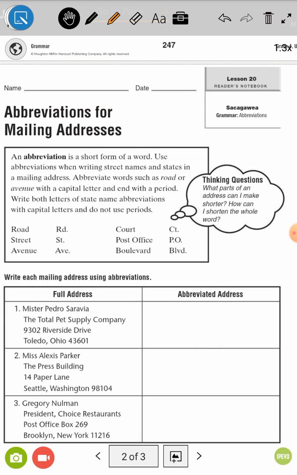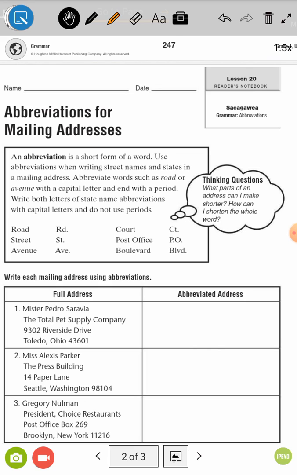We have some examples here. Road, the short form in abbreviation we write as capital R, small d, with a period. Also court, the abbreviation is capital C, small t, with a period. Also street, in abbreviation form we write capital S, small t, with a period.